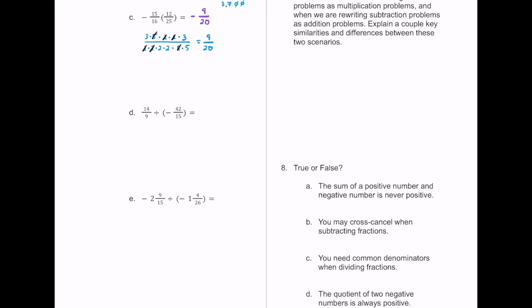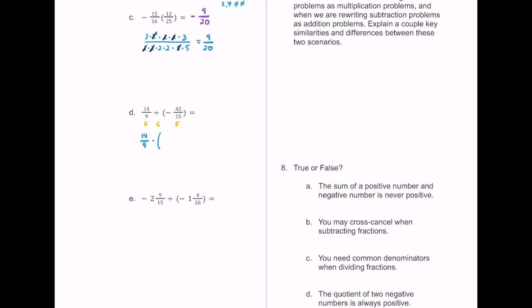For D here, we have a division problem. So keep in mind, if you had maybe forgotten, keep, change, flip turns our division problem into a multiplication problem. So if we do that, we can rewrite this as 14 over 9. And then we're going to go ahead and multiply that by the reciprocal. We're going to flip it upside down. So we're not flipping the sign here, right? So just be super careful about that.